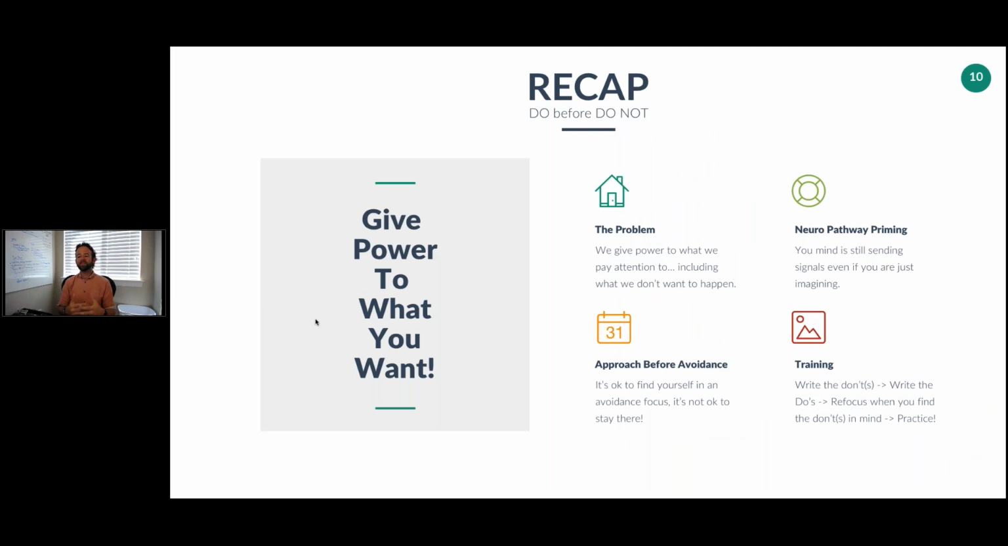To recap this, give power to what you want rather than what you don't want. Put attention on the things that you want to have inside of performance. There's a big problem with paying attention to the don'ts. So don't put attention to the don'ts. Put attention to what you want to do inside of your performance.